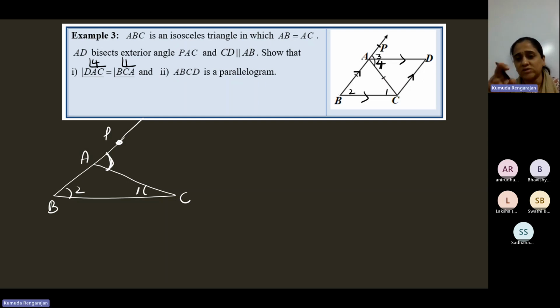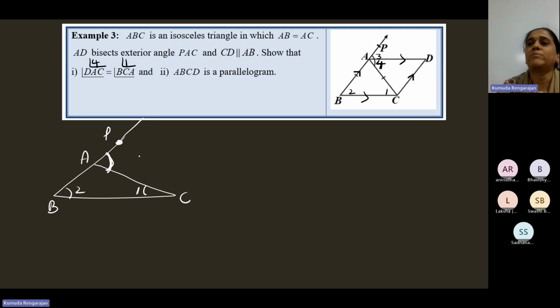I've taken only the isosceles triangle ABC in which we have AB equals AC, and from which we get angle 1 is equal to angle 2. So we have taken that isosceles triangle and the extension of the side BA. BA is produced to a point P, right? Now this is the exterior angle. Exterior angle is equal to the sum of the two interior opposite angles.